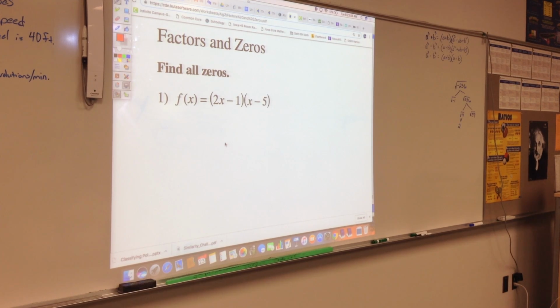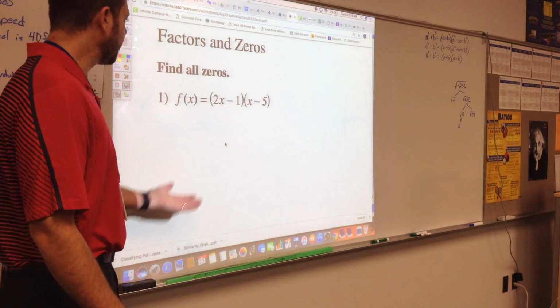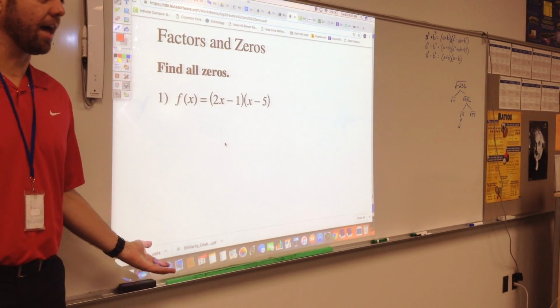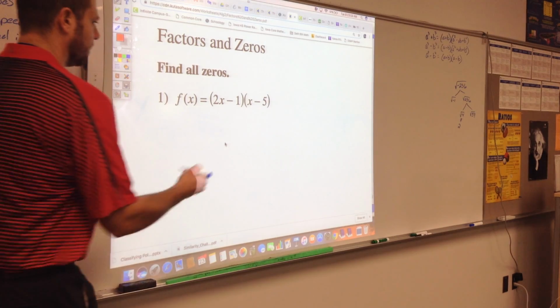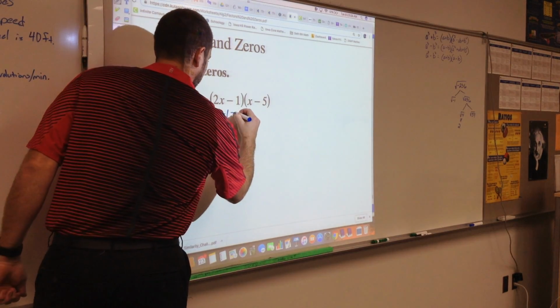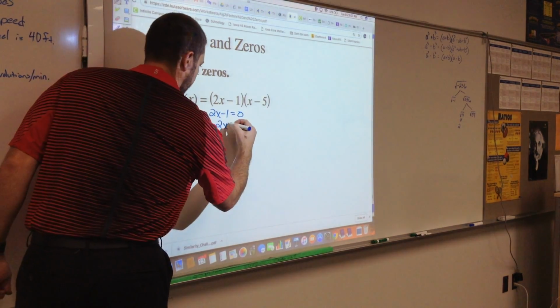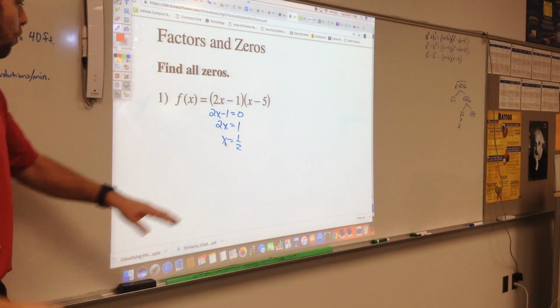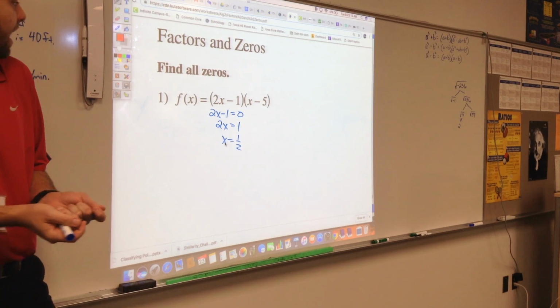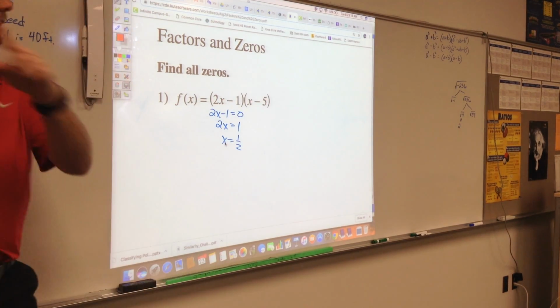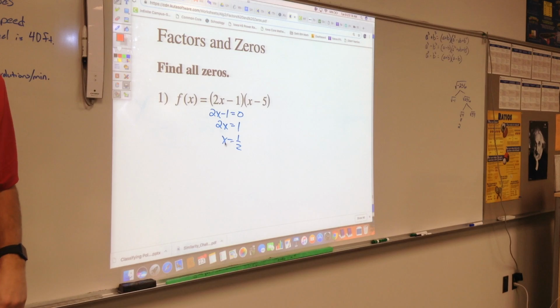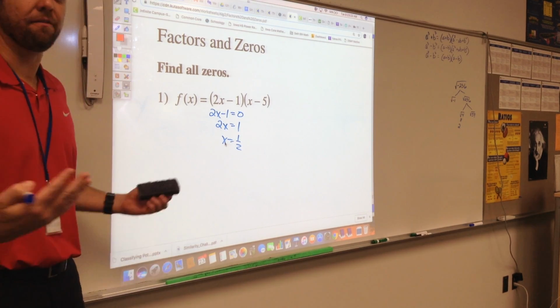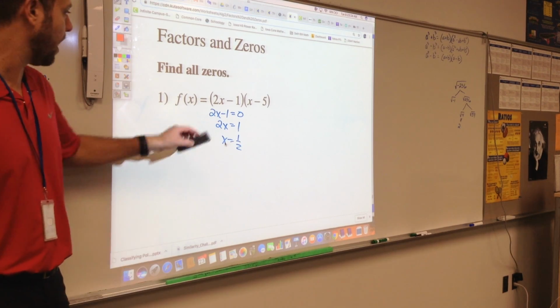And if you can't do that mentally in your head, what do you do with each factor to figure that out? Set it equal to 0, right? 2x minus 1 equals 0. Add 1 to both sides. Divide by 2, and you get 1/2. So 1/2 is a 0. If I plug 1/2 in for x, I will get a 0 for y. Right? Same thing with 5. If I plug in a 5 for x, I would get 0 for y.